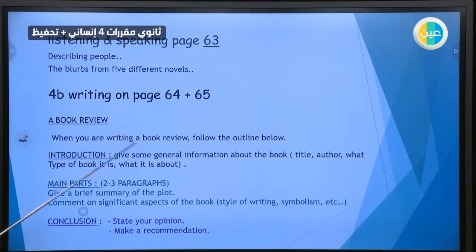When you are writing a book review, follow the outline below. We have introduction, main parts, and conclusion. Give some general information about the book. Main parts consist of 2 or 3 paragraphs. Give a brief summary, comment on significant aspects, the important aspects of the book. Then we have conclusion, state your opinion, and make a recommendation.